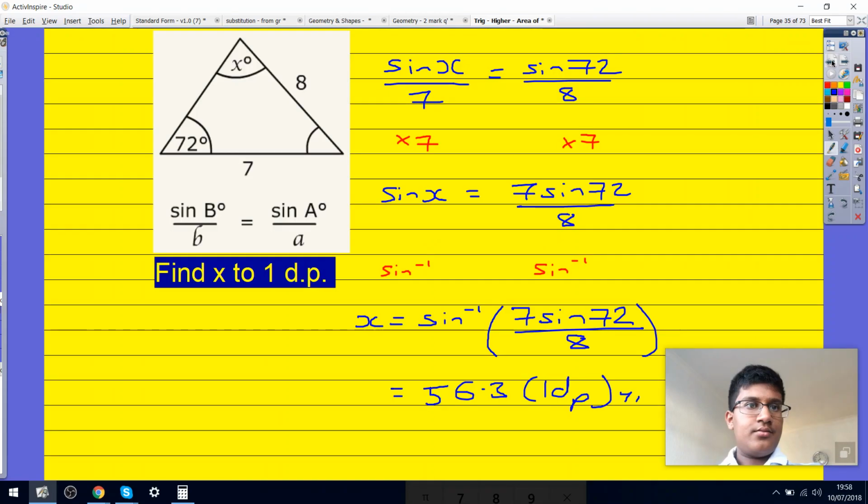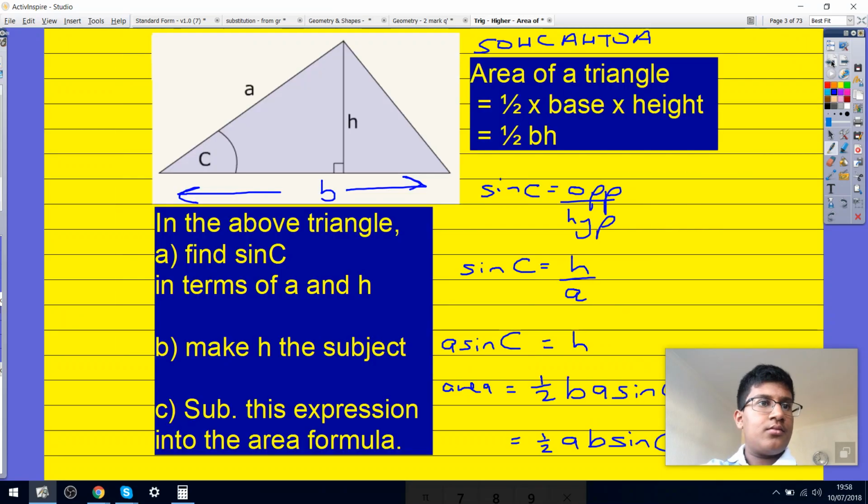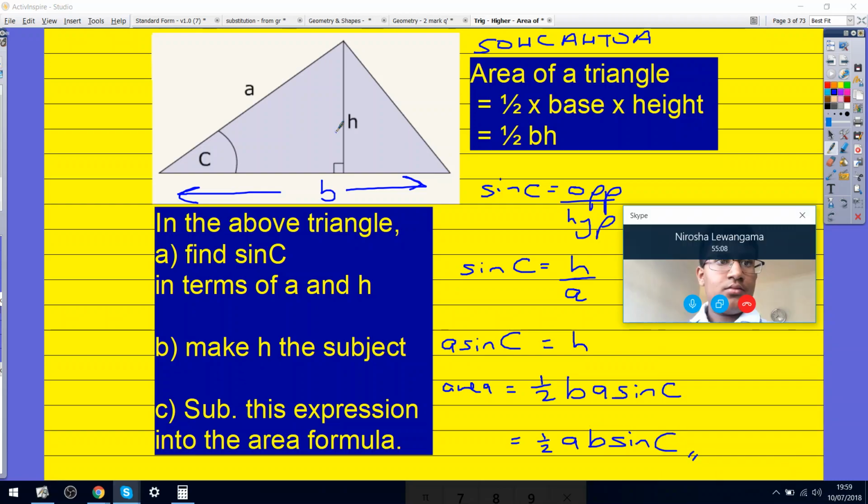So this is the hardest type of trig. We didn't get onto cosine rule, but basically, we started off with a half times base times height. And we rearranged a triangle to prove that area is a half AB sine C. So basically, if you know the height, use a half times base times height. If you don't know the height, use a half AB sine C.